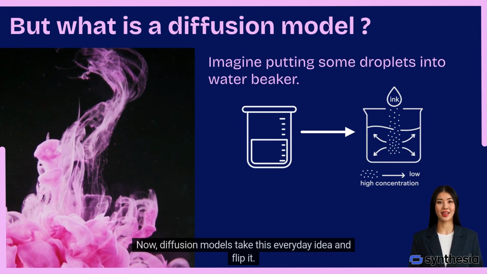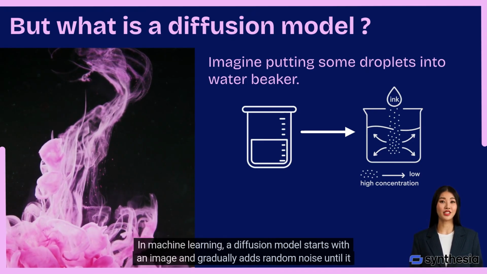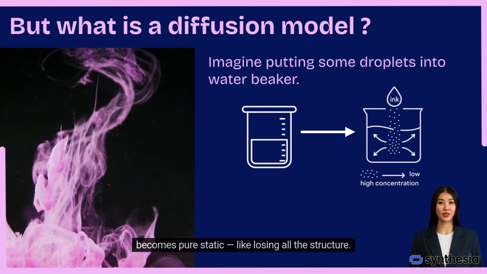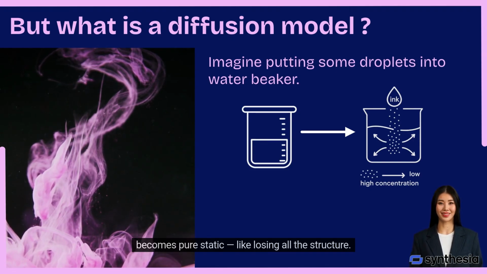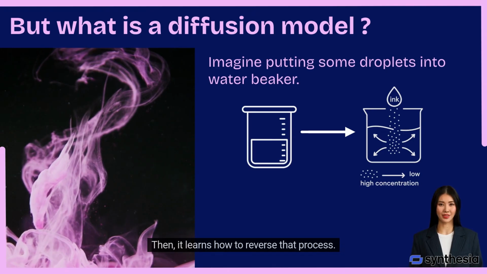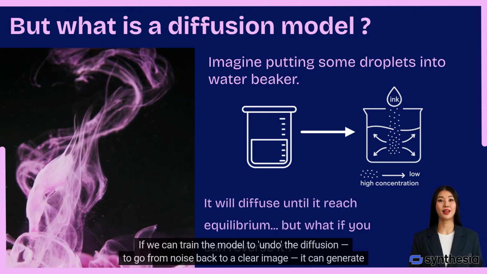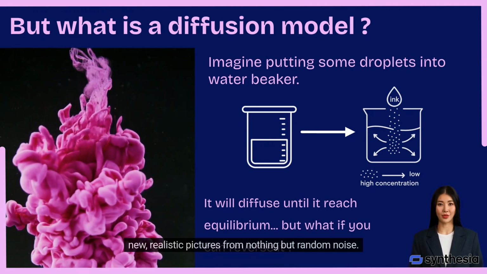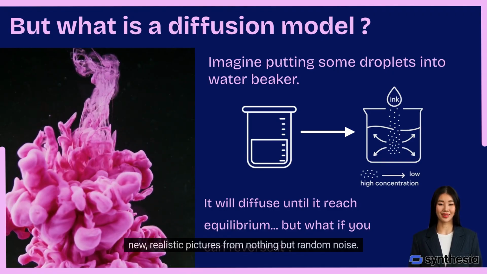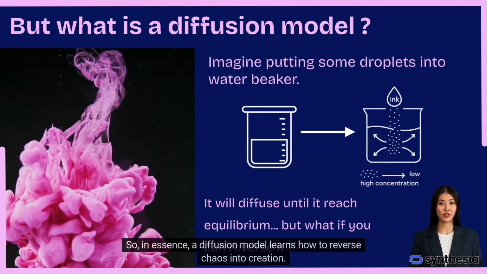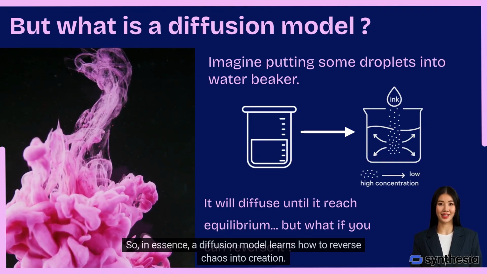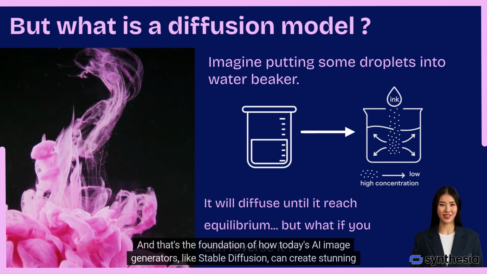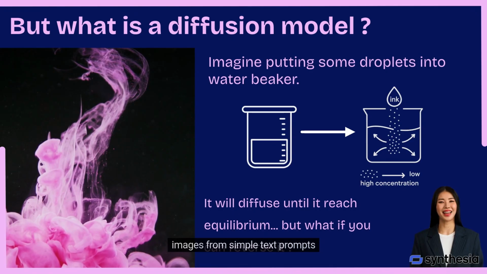Now, diffusion models take this everyday idea and flip it. In machine learning, a diffusion model starts with an image and gradually adds random noise until it becomes pure static, like losing all the structure. Then, it learns how to reverse that process. If we can train the model to undo the diffusion, to go from noise back to a clear image, it can generate new, realistic pictures from nothing but random noise. So, in essence, a diffusion model learns how to reverse chaos into creation. And that's the foundation of how today's AI image generators, like Stable Diffusion, can create stunning images from simple text prompts.